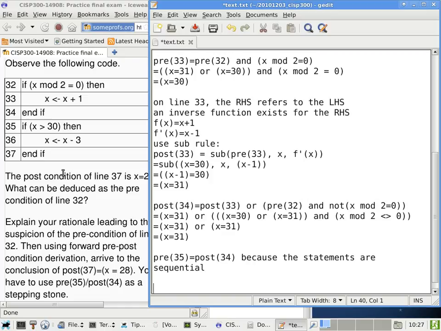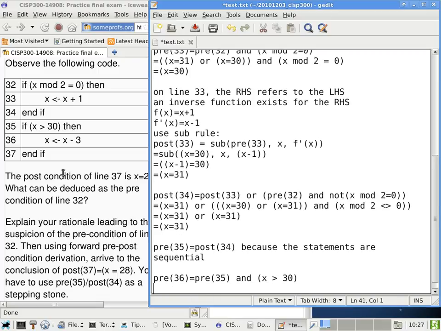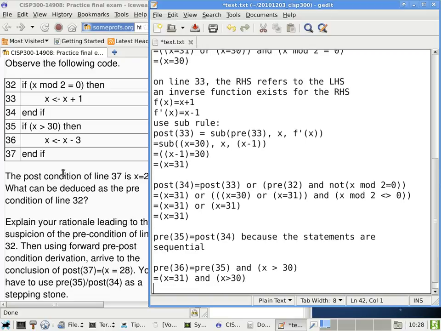In the second conditional statement, the first thing you have to do is to say, what is pre-36? Pre-36 is basically saying it is pre-35 and the condition is true. Okay, because otherwise I would not have gone into the then branch. Pre-35 is saying x equals 31 and x is greater than 30. Okay, that's not a problem. Can I simplify this a little bit?